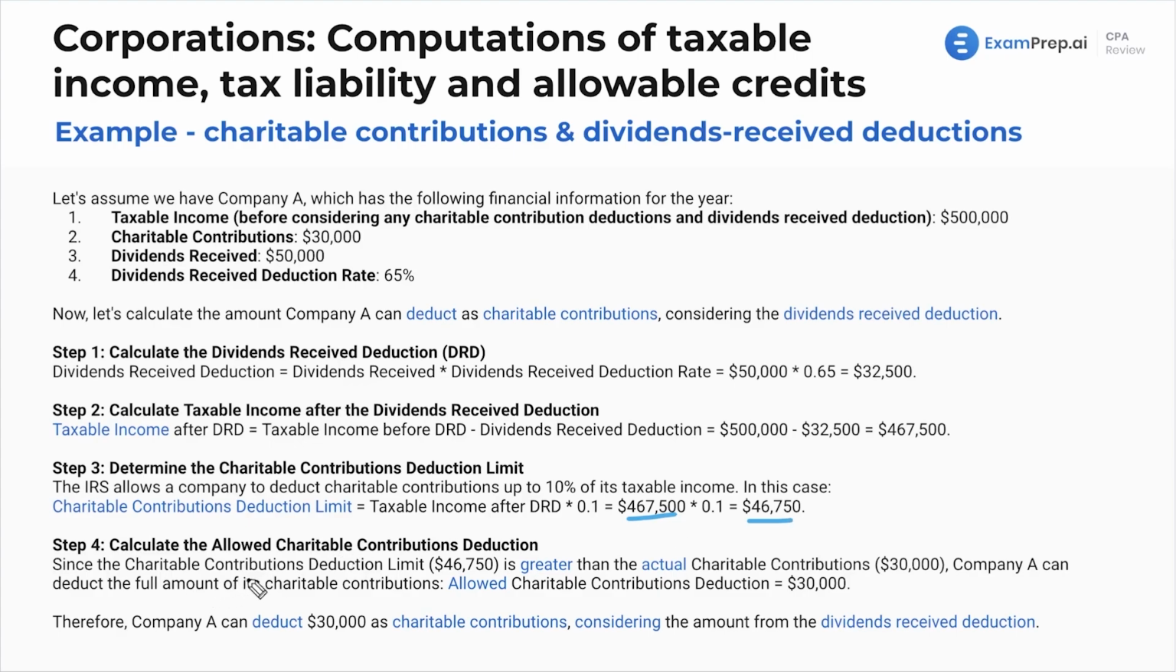Now, since the charitable contributions deduction limit of $46,750 is greater than the actual amount of $30,000, Company A can deduct the full amount, which is $30,000. Obviously, as we saw in a previous example, if it is above, you are only going to be able to take the limit. So therefore, we can take the full $30,000, considering the amount from the dividends received deduction. Awesome. Nice, great example. Make sure you're practicing these and able to do them for yourself on the exam.